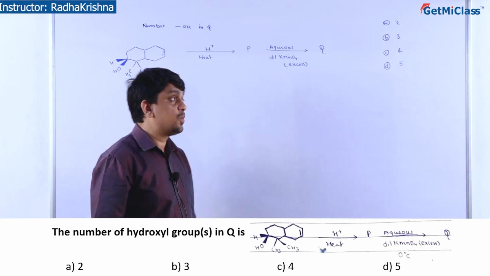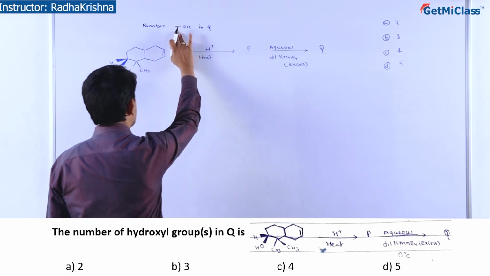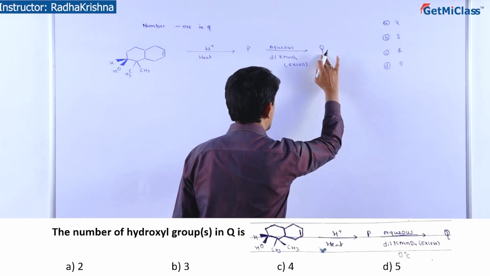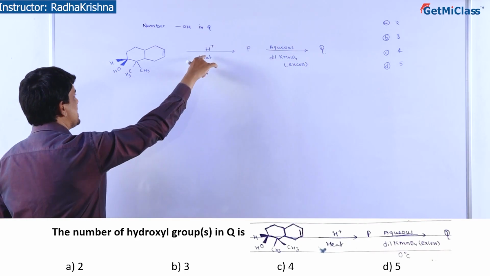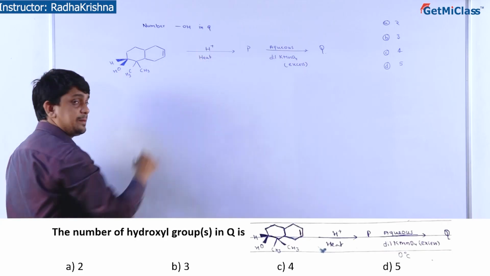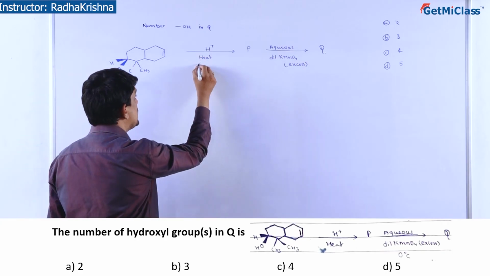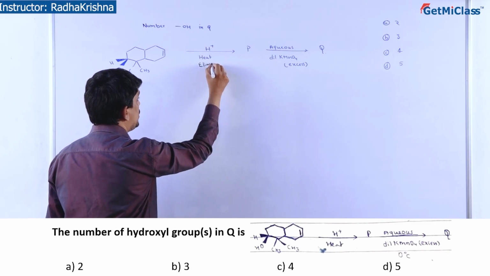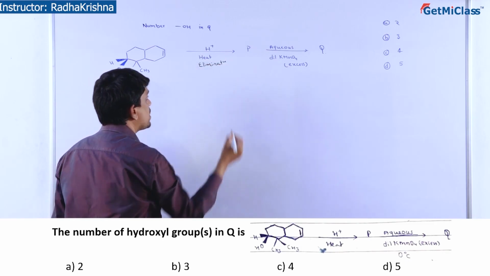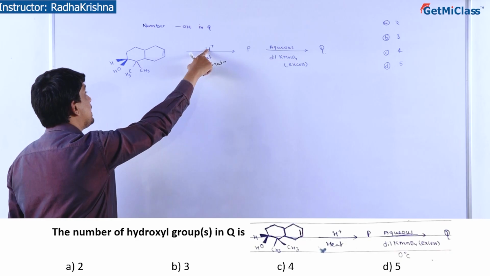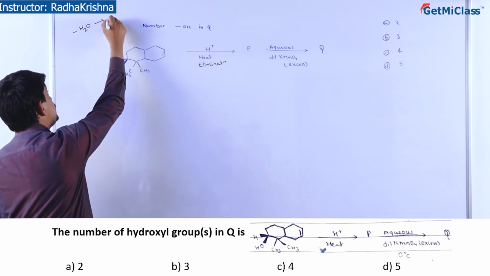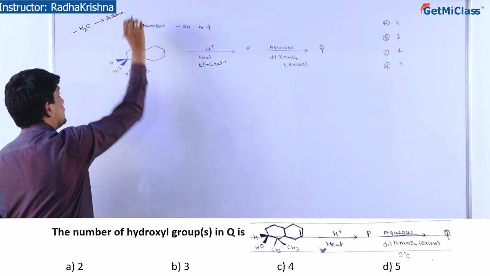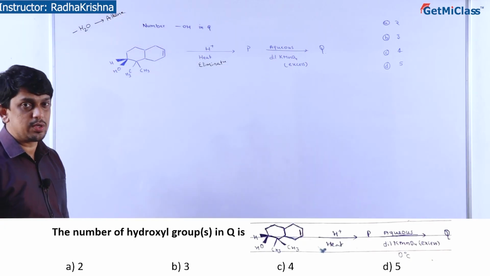We should find out the number of hydroxyl groups present in the final product Q. Okay, let's start the reaction. I can see this is heating. The moment you see heating, you will realize that it's the elimination. Elimination of what? Water. It's the acid catalyzed dehydration of alcohol into alkene product. That is what you're going to get.